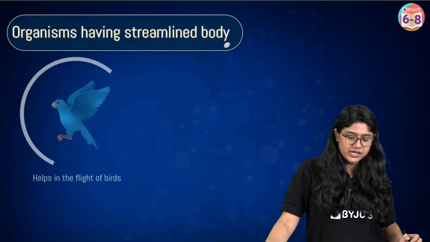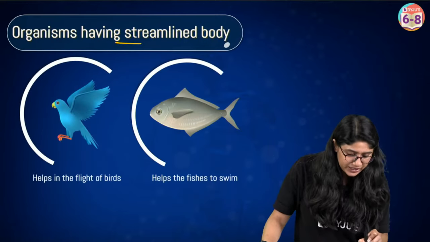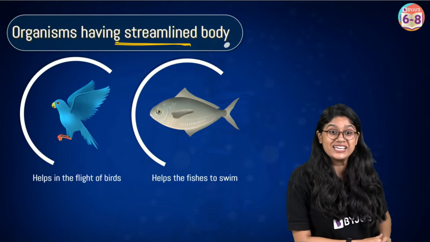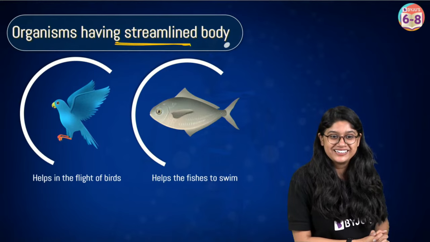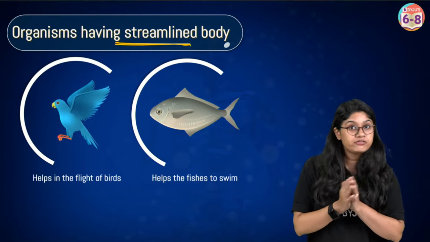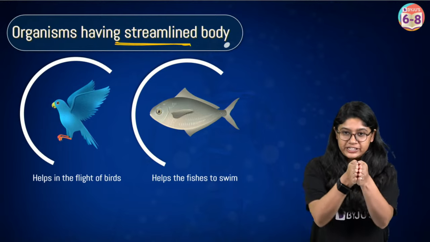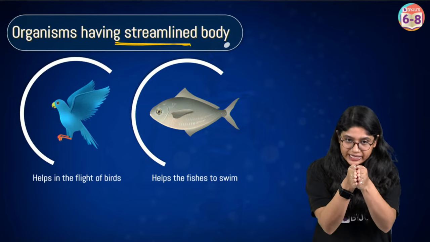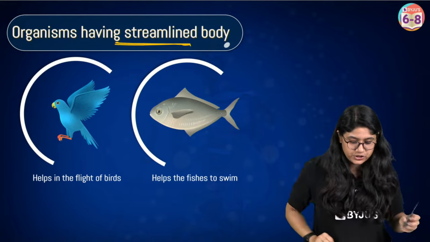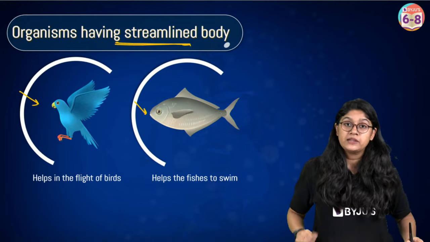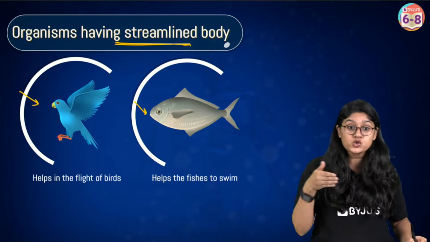Now, if I ask you, what is a streamlined body? Yes, touch-me-not plant. Now, talking about the other organisms, let's talk about the fishes and the birds. Like this, right? A streamlined body is something which is pointed at the beginning, right? And it has this particular shape. This shape basically helps the birds to fly and fish to swim.